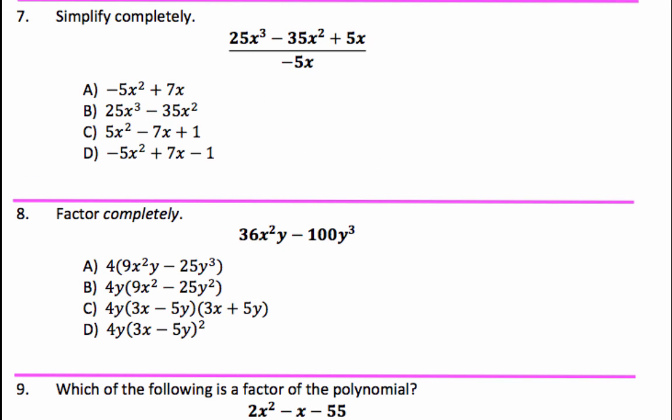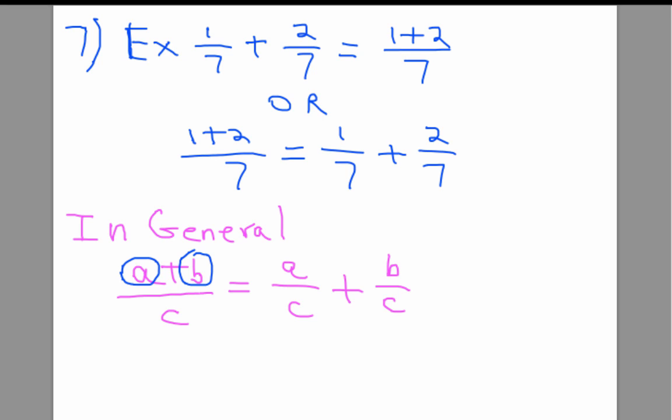Problem 7 asks you to simplify this somewhat intimidating large fraction. Now there are two ways to do this. The first way is to break this fraction into smaller fractions. But before I do so, let me show you why this works. So let's look at an example.